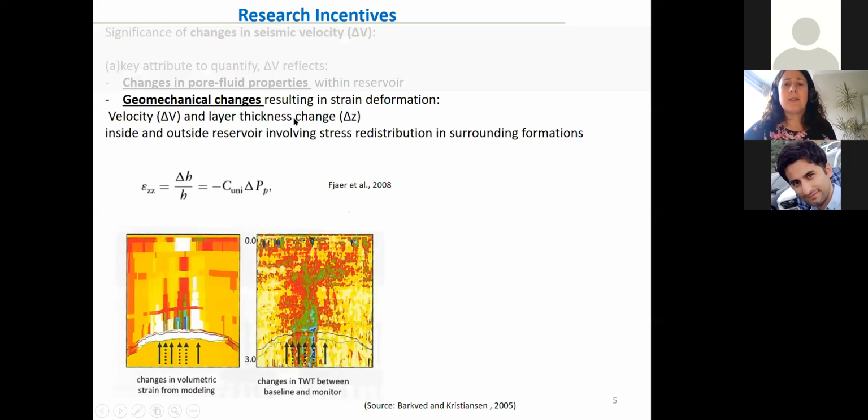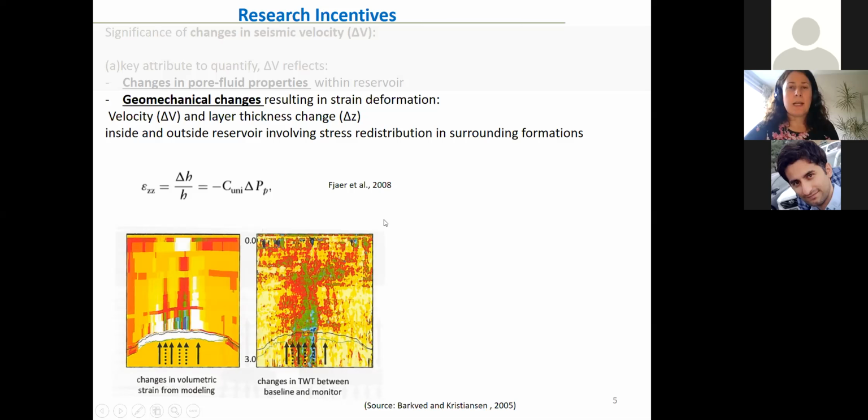So the second way we can have changes in velocity, aside from changing the fluid that is in the pores, is through geomechanical changes. So imagine you are at a reservoir and you're extracting oil via pressure depletion. So what happens to your reservoir is your reservoir will compact, and that will cause a stress-strain redistribution. And what will happen is your overburden will expand in response to the reservoir compaction, as well as your underburden.